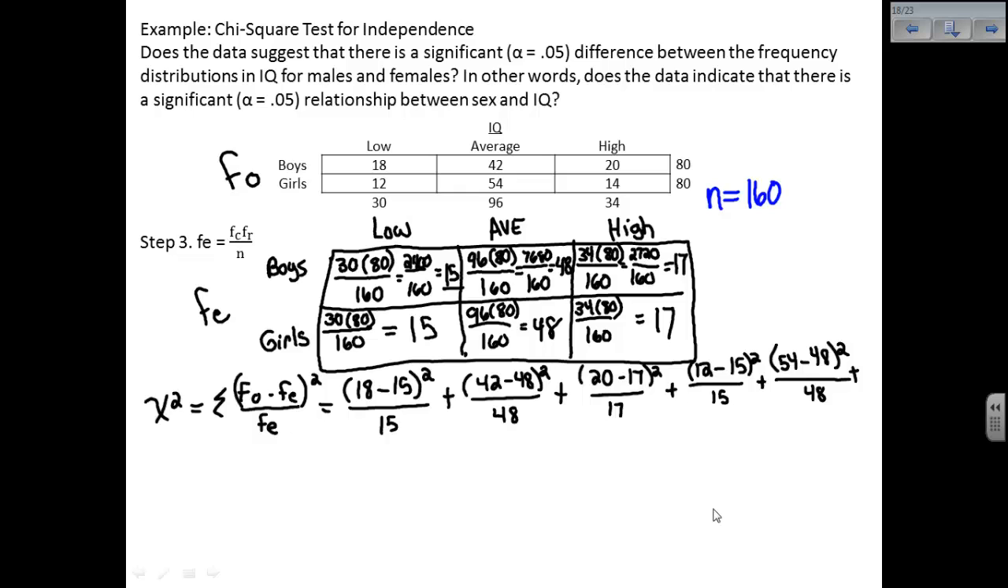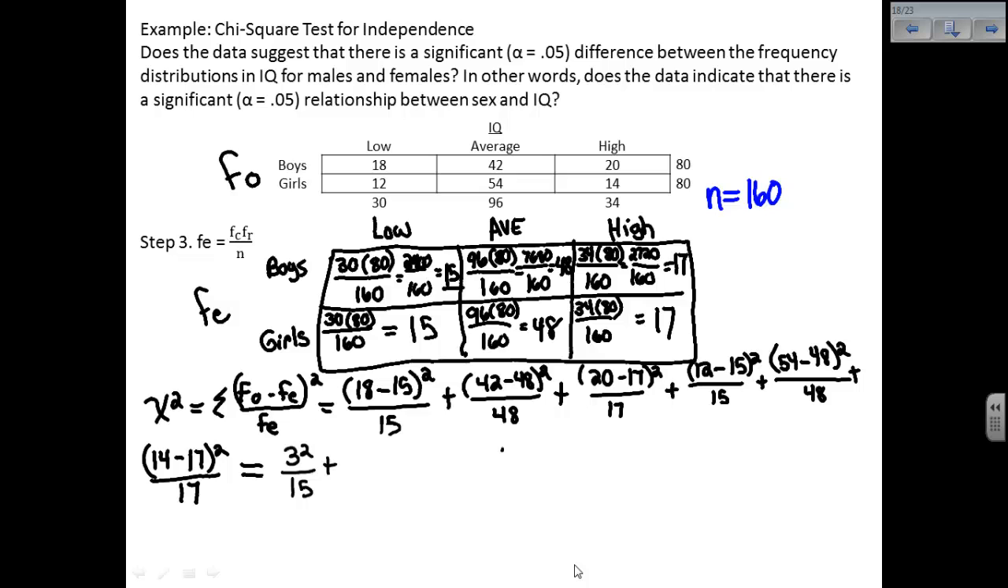Finally, girls with a high IQ. We observed 14. We expected 17. And there you go. So now this becomes, so we solve for the parentheses first, 18 minus 15, 3 squared over 15.